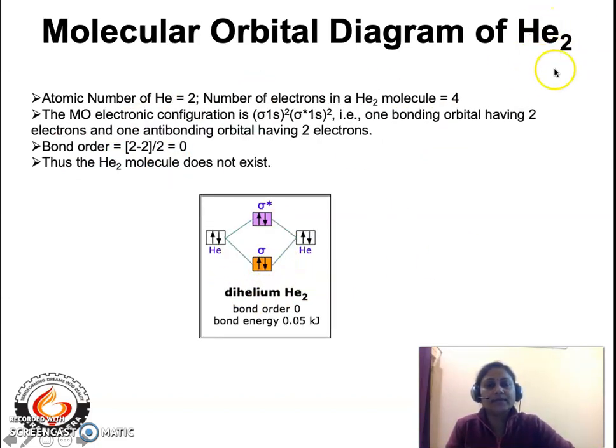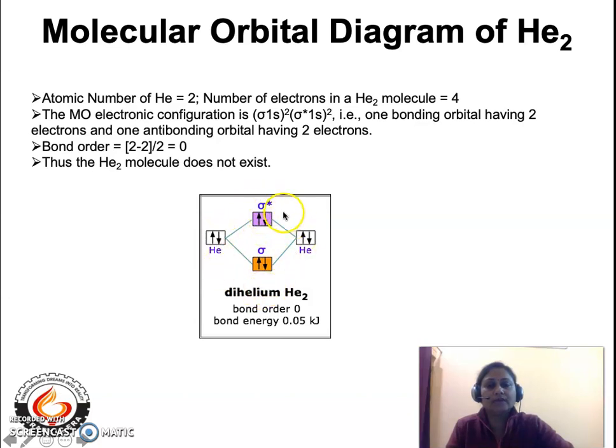Now let us come to the helium molecule. Helium has an atomic number of 2 and the total number of electrons in a helium molecule is 4. Now let us draw the MO diagram. Here the 1s atomic orbital is overlapping with the 1s atomic orbital of the other helium atom to give rise to 2 molecular orbitals. One is the sigma 1s and another is the sigma star 1s.